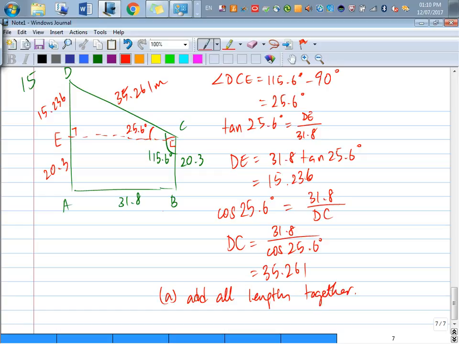Okay, so part B, to find the area of this trapezium, again we use half sum of parallel sides, which is AD plus BC, times AB. Substitute in everything yourself, round it off, you'll get the correct answer. Okay?